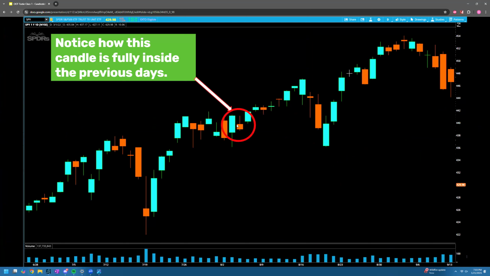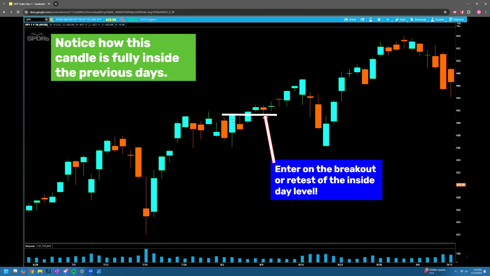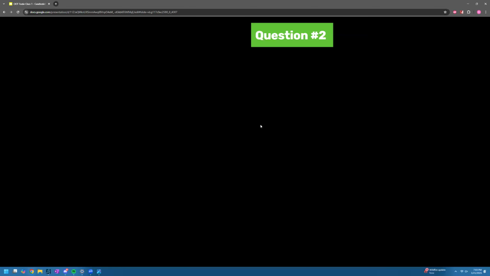I have some examples. Yeah, so again, you can kind of see how this works. Notice how this bar here is fully inside the range of this bar, right? And we can see hopefully some levels here. The opportunity to get long on this one is going to be right when we break above that range and then retest it. So that's the kind of idea there.